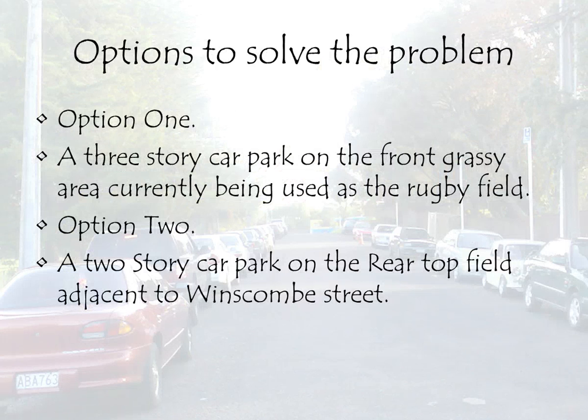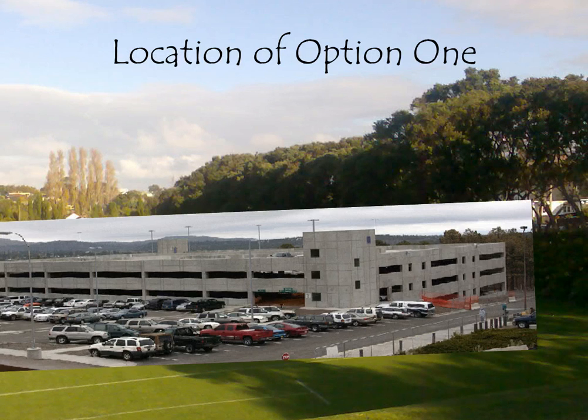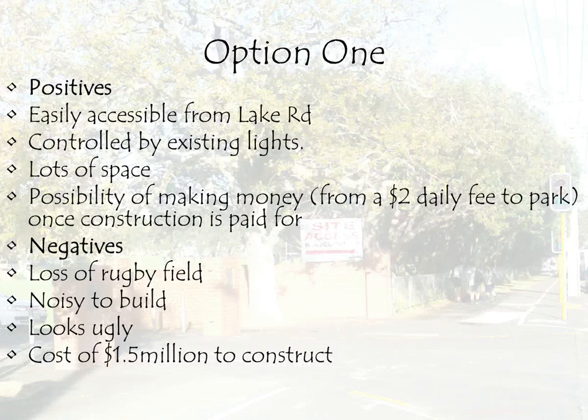We'd then go on to our options to solve the problem. Remember, you need to have two options. So option 1 for me was a 3-story car park on the front field. Option 2, a 2-story car park on the back field. So make sure you have two options to solve your issue. Then I've got a look at where it's going to be. Then a description of what option 1 is.